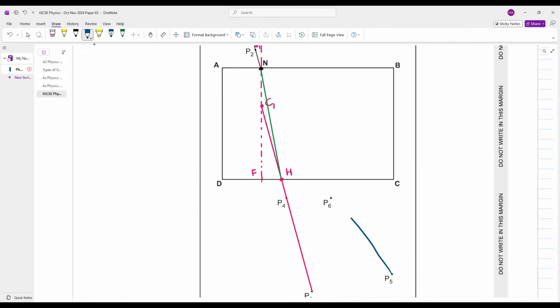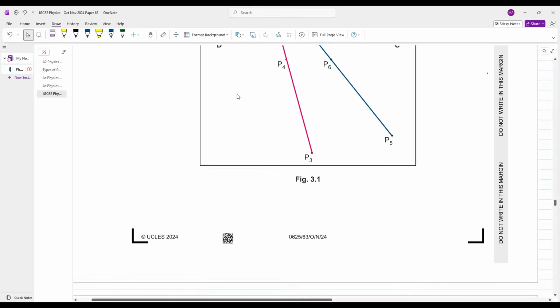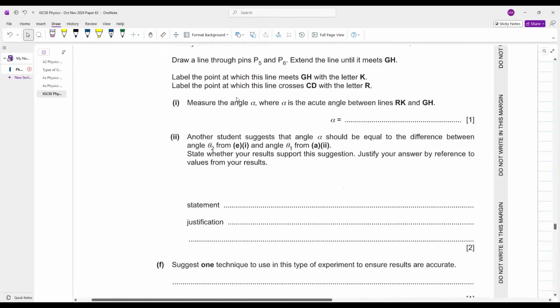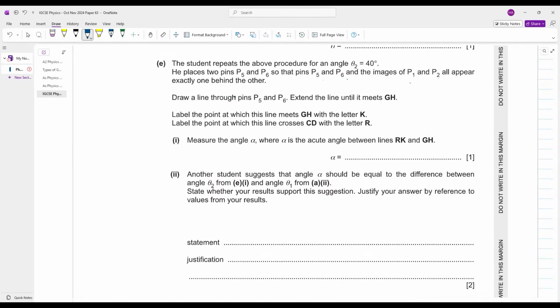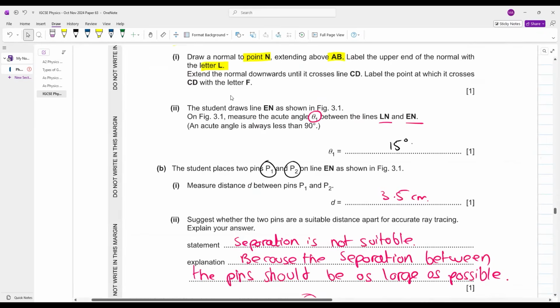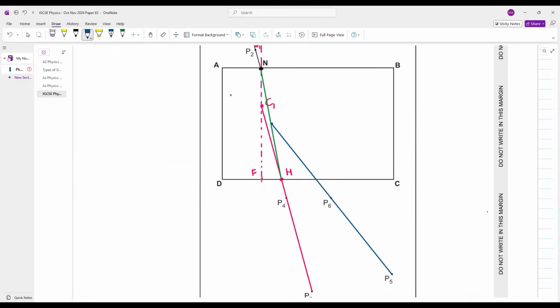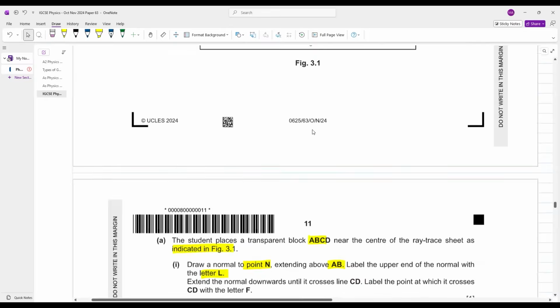We have to draw a line through P5 and P6 until they meet GH. One second. I think, yeah, we have drawn this line. This is a very complicated diagram. I hope students got this one correct. Label the point at which this line meets GH with K and where it passes CD with R. Okay. So this is K. This is R. Perfect.